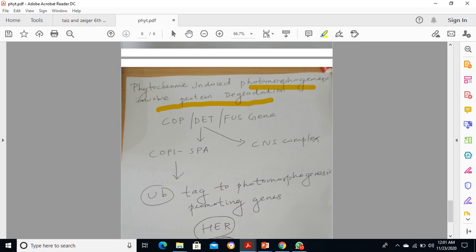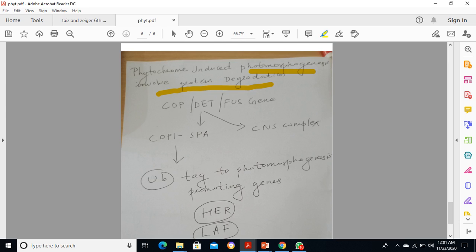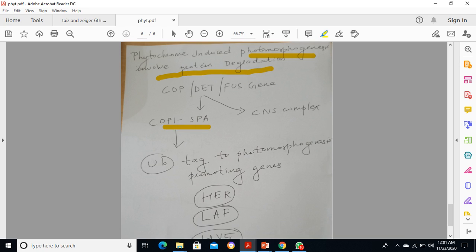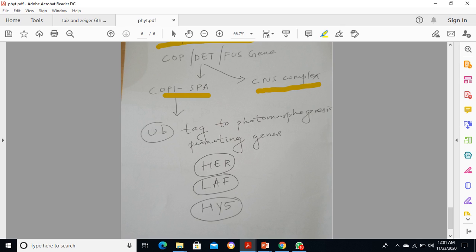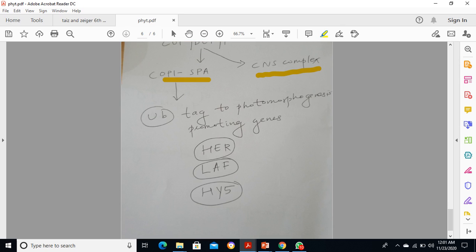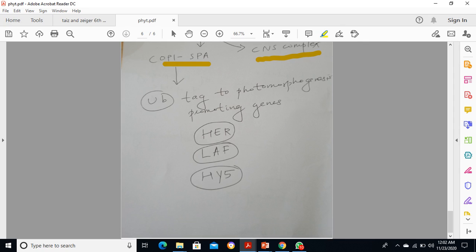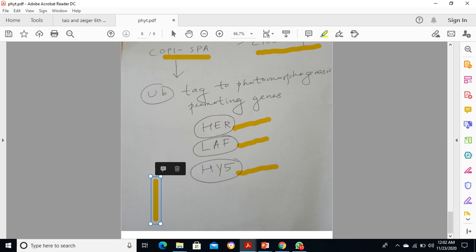So before coming to that, COP, DET, FUS, these are the certain genes. These genes will include COP1 and SPA complex. And these genes will also encode CSN complex. See, it is very important. I think a few years back a C-part question was asked from this area. Okay, so COP1 and SPA1 together will add ubiquitin tag to photomorphogenic response genes. So which are the photomorphogenic response genes here? HY5, LAF1, HFR1. These are the photomorphogenic response genes.